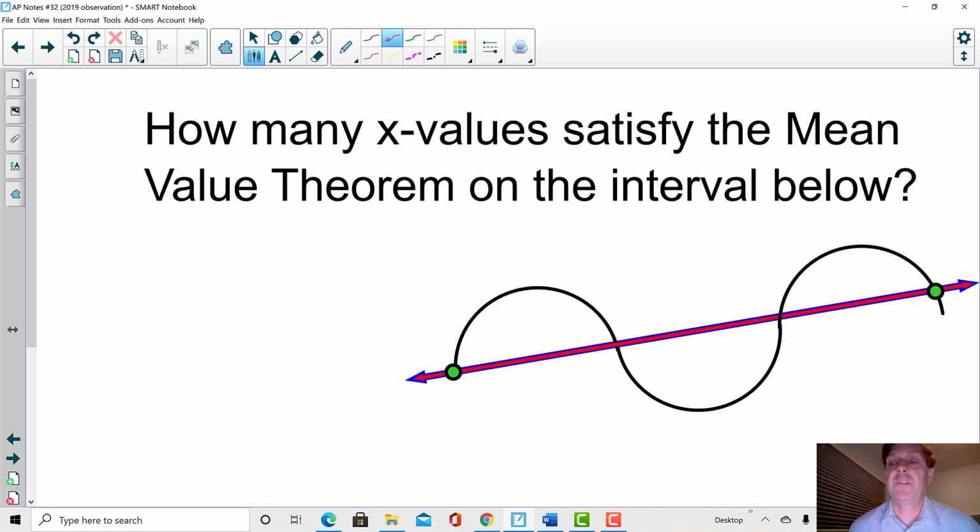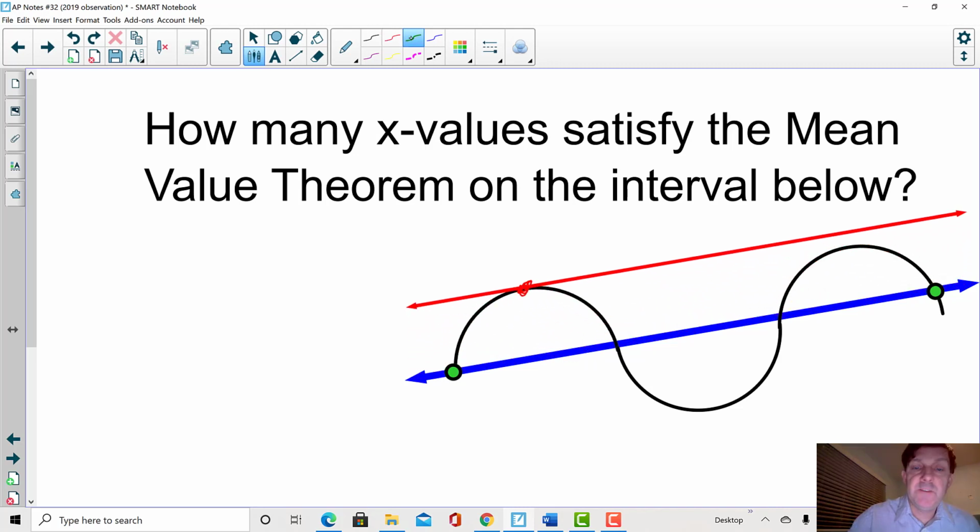The mean value theorem is just an existence theorem. It just says there exists at least one spot inside this interval where the slope of the tangent line is equal to the slope of the secant line. The secant line is already drawn. As you can see, this is one spot right here where the slope of the tangent line is equal to the slope of the blue secant line. Here they're asking how many x values satisfy the mean value theorem. So how many spots does the tangent line have the same slope as the secant line?